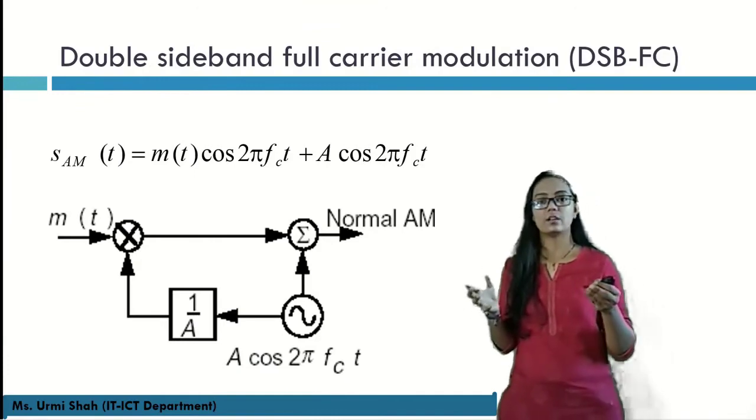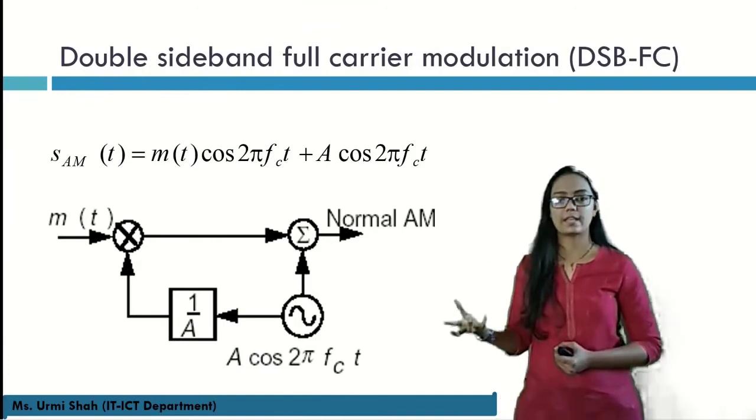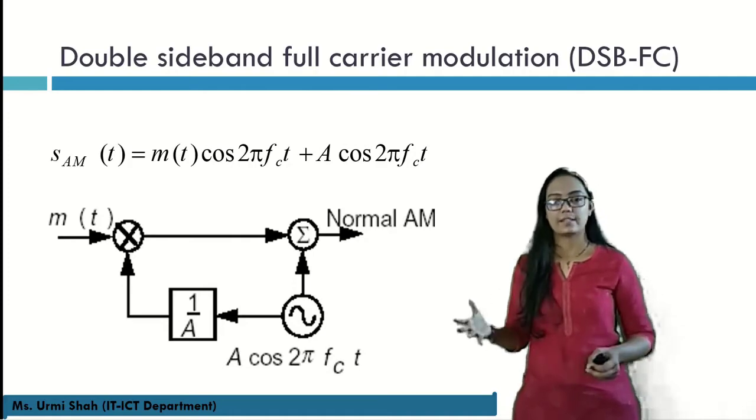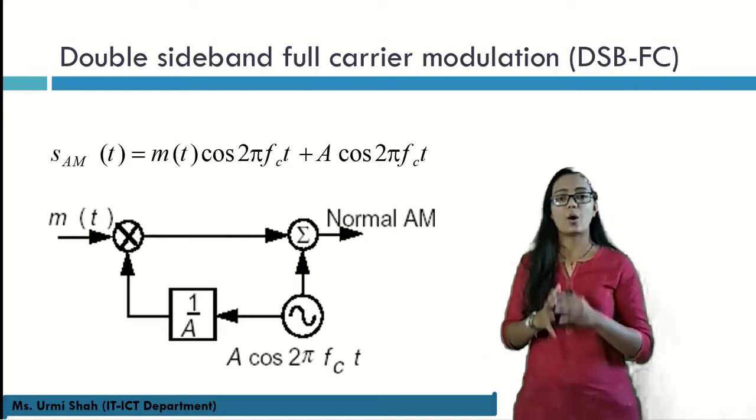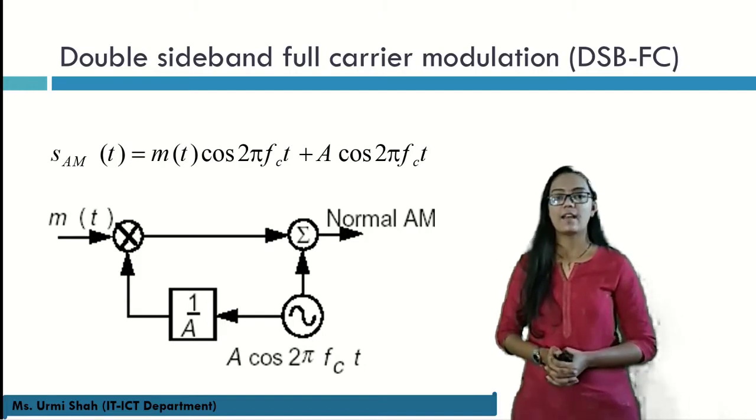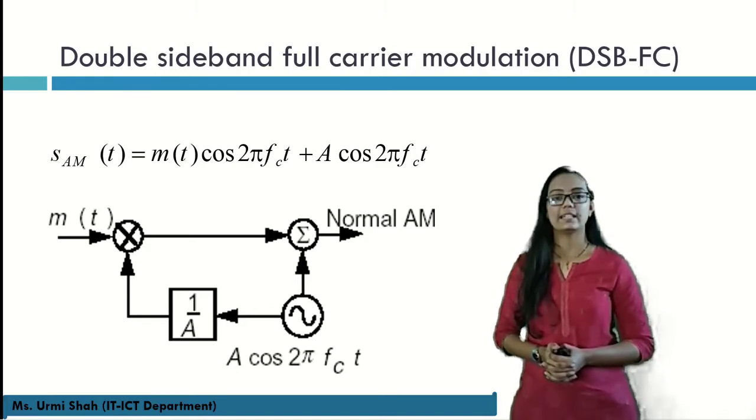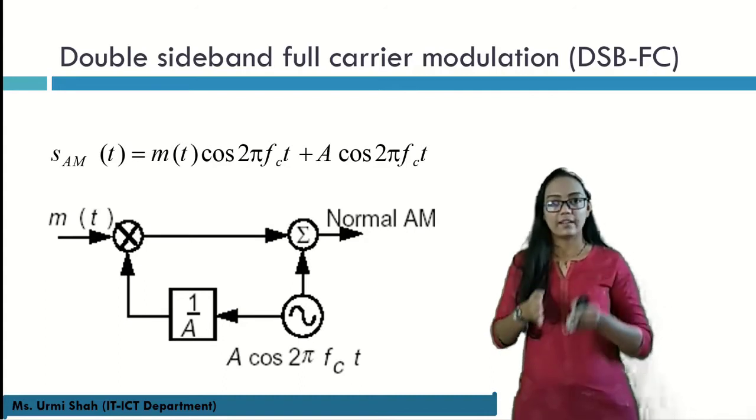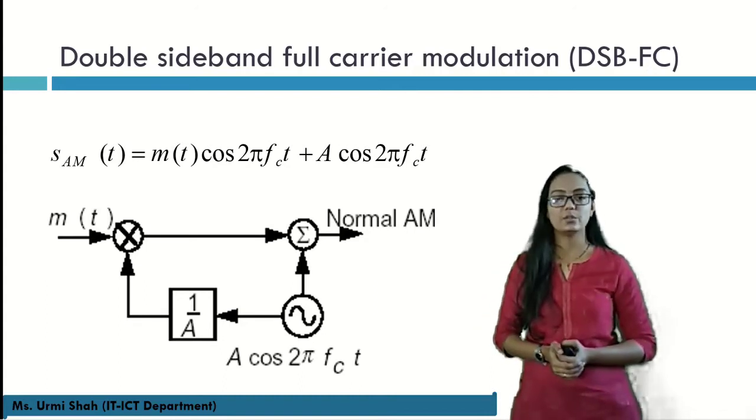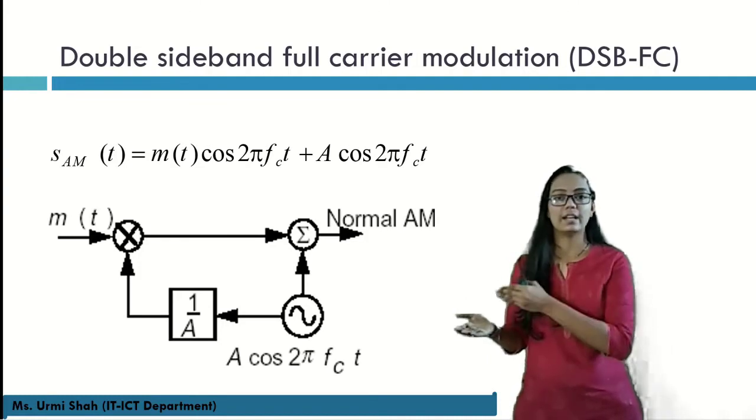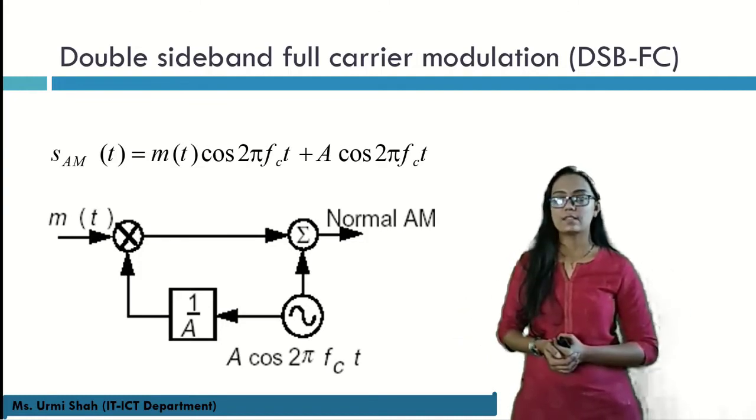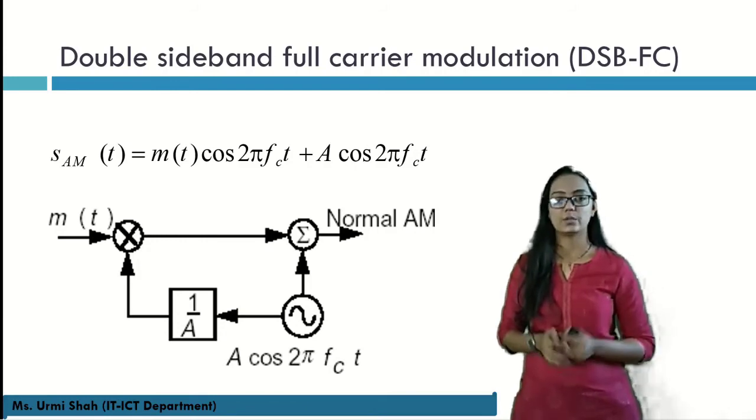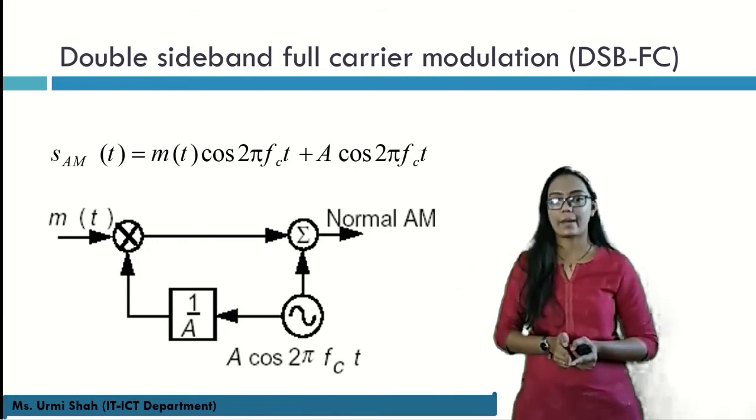Now what do these words mean? Double sideband, full carrier, suppressed carrier, single sideband. All these terminologies are related to the bandwidth of the modulated signal. The bandwidth of the modulated signal means the range of frequencies which are going to carry our signal from one end to another. So these terminologies are related to the bandwidth or the frequency spectrum of the modulated signal.